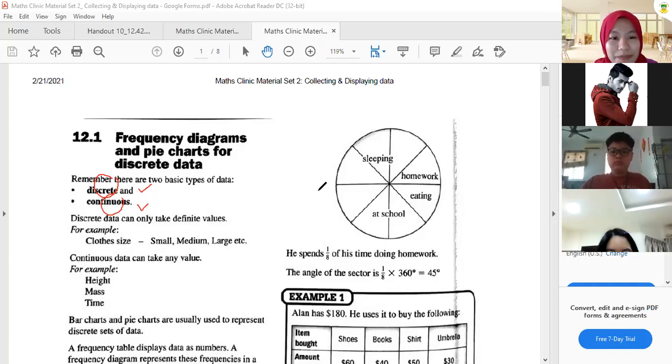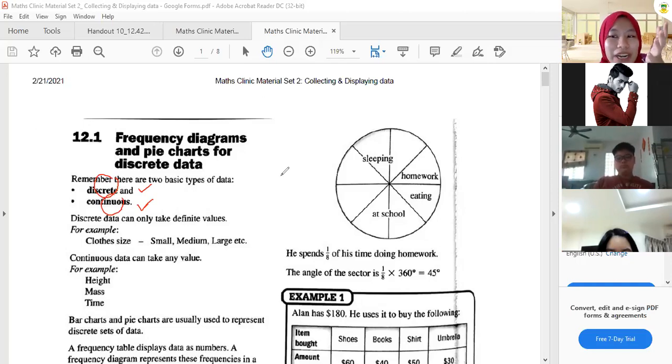Let's say you use a thermometer. The temperature reading, the humidity, the wind. It depends on the accuracy of the device. Let's say you are using the manual thermometer. You will get accurate data, for example, 36.1 degrees Celsius. So guys, any data that can take any value, you call it continuous. Can you see the differences between discrete and continuous?